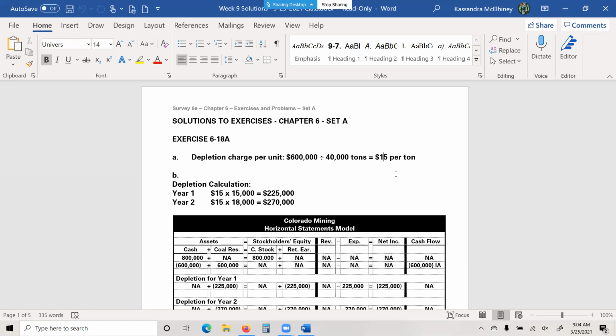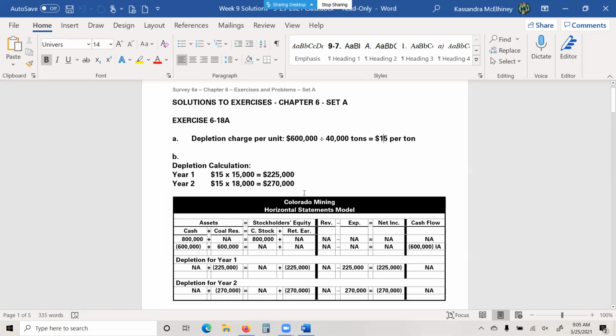If something happens with an estimate where we have to update it, that would be done in the future, but the problem only asks us to calculate the depletion rate in part A, which we just did at $15 per ton, and the depletion for years 1 and 2 as part B. B not only asks us to calculate the depletion for year 1 and year 2, but to show how it would be entered into the horizontal statements model that we've been using in our text.